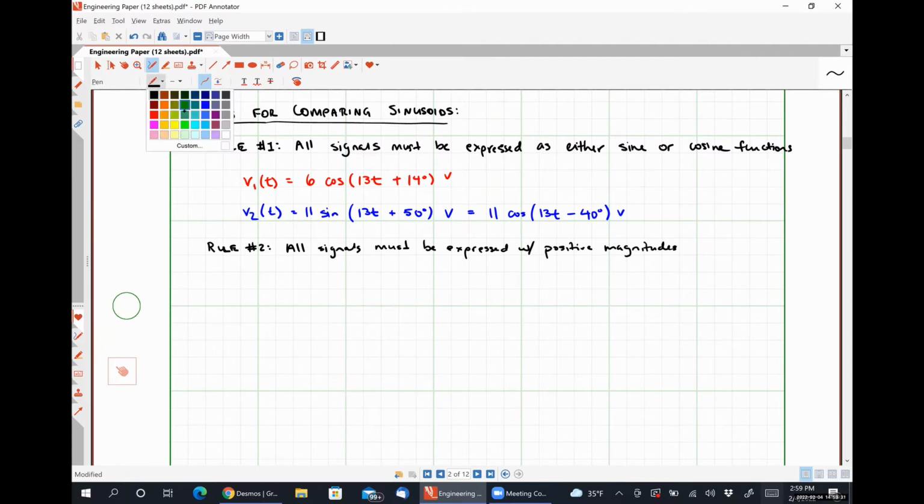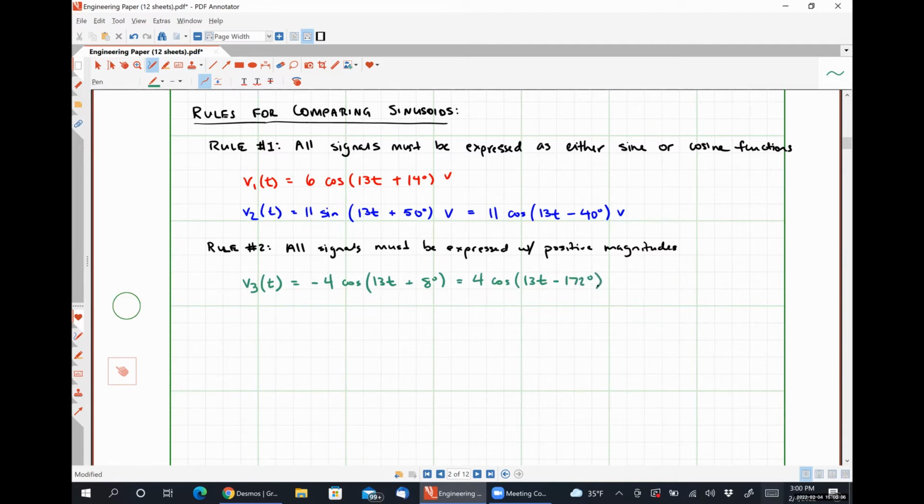So for example, if we had V3 is equal to -4 cosine 13t plus 8 degrees, we could write this as +4 cosine 13t minus 172 degrees, or positive 188 degrees. It wouldn't matter particularly which one we did.